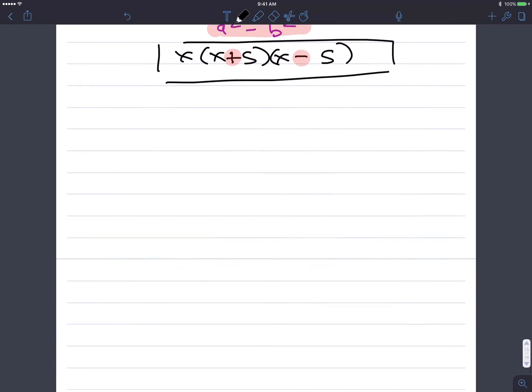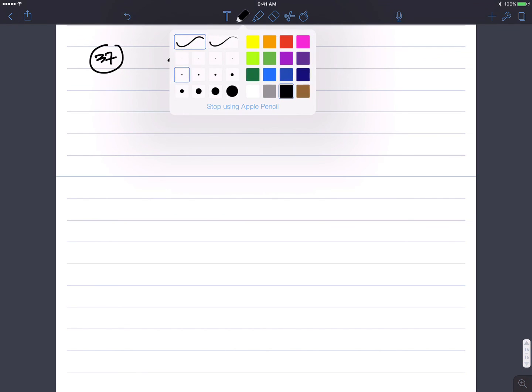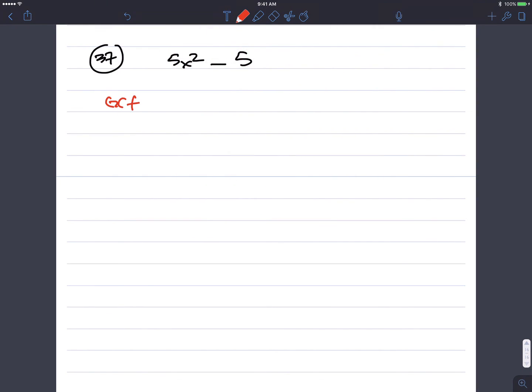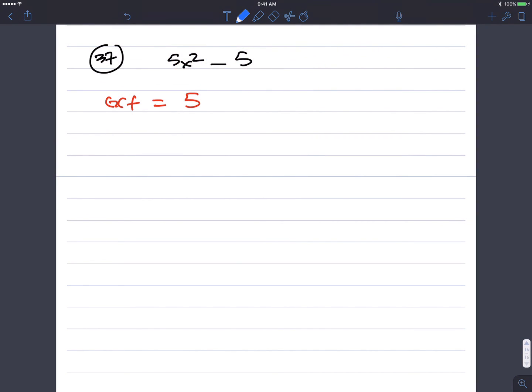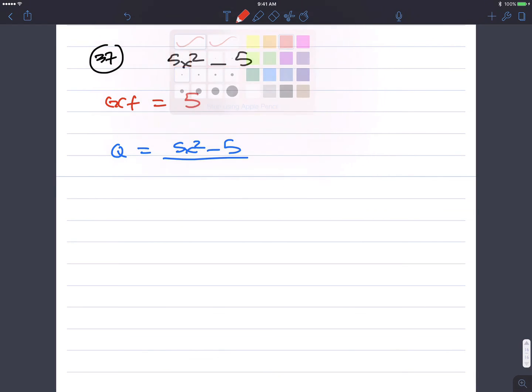Okay, let's do number 37. We get 5x squared minus 5. We need a GCF. What's a GCF? 5 and 5, what is it? 5. x squared and no x; x is not even common. So that means my GCF is simply 5. Good. Now, quotient. 5x squared minus 5 over my 5.